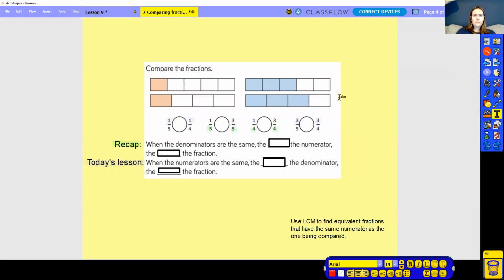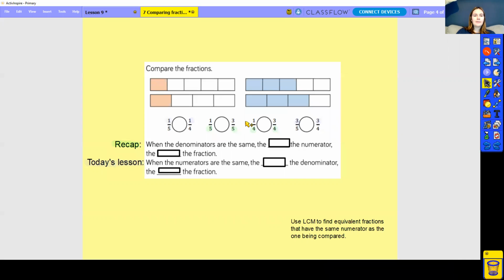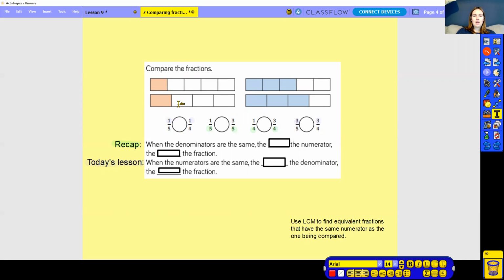So a quick recap of what we did the other day. Which is larger? This is 1, and then we've got 1, 2, 3, 4, 5 parts that make that whole, so that's 1/5. And that is 1/4. So which is the larger fraction? We can see there the largest fraction is 1/4. So we're going to put 1/4 is greater than 1/5. Okay, now let's have a look at the next one.